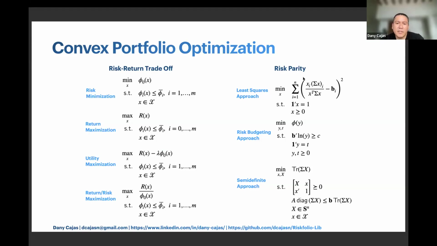So for example, if we have 10% of total risk in the portfolio, we are going to assign 5% to one asset, 2% to the other asset, and in this way. And in the risk parity, we have three approaches.